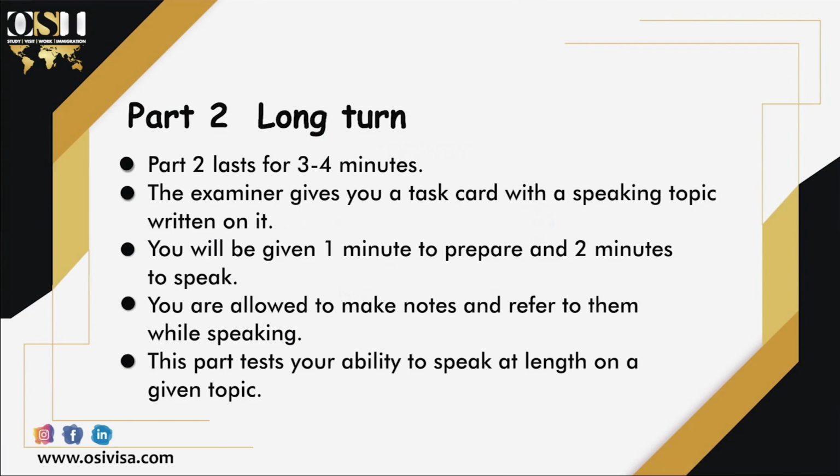The second part over here is often known as the long turn, but most students recognize it by the words cue card. The reason people call it a cue card is that the card the examiner hands you has a topic written on it, and there are 4 cues. There are not going to be 5 points or 6 points or less than 4 points. Always there will be just 4 points. Those 4 points will help you prepare the topic in a better way.